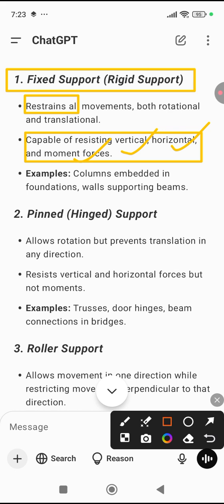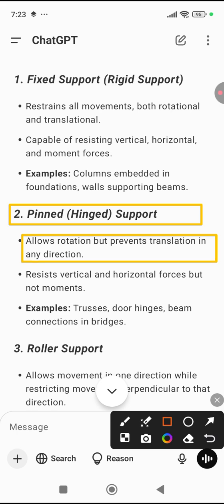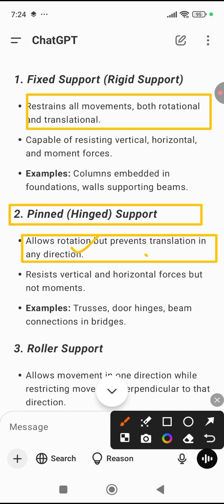And if you talk about the pin support or hinge support, let's see. Our next type of support is pin support, or you can say hinge support. Hinge support allows rotation but prevents translation in any direction. In fixed support we showed that it restrains all movement, both rotational and translational. But in pin or hinge support, you can see here it allows only rotation, but it prevents translational motion in any direction. So this is the main difference between rigid and hinge support, or you can say fixed and pin support.